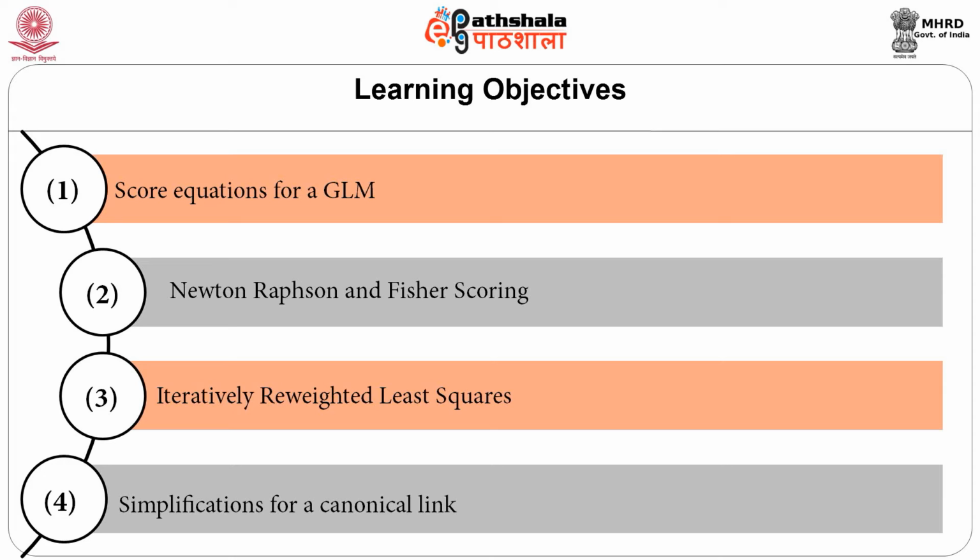The learning objectives for this module: first, we will revisit the derivation of the score equations for the GLM. We derived this in the earlier module. Next, we shall look at means of solving these score equations using two algorithms, the Newton-Raphson and a variant called Fisher scoring. We shall define something called iteratively reweighted least squares. This is the algorithm which is used for actually solving the equations. And finally, we shall see that there are some simplifications in the case where we have a canonical link.